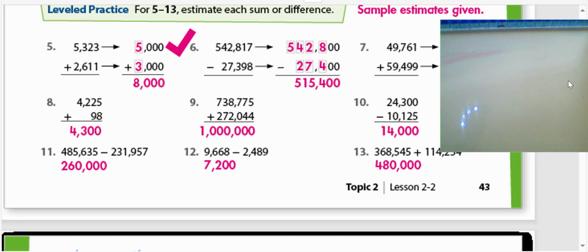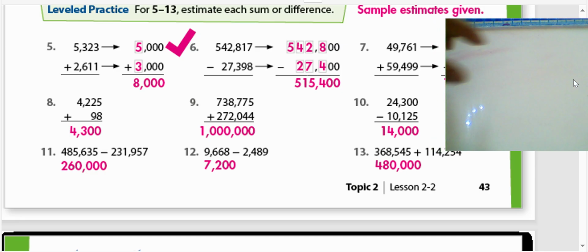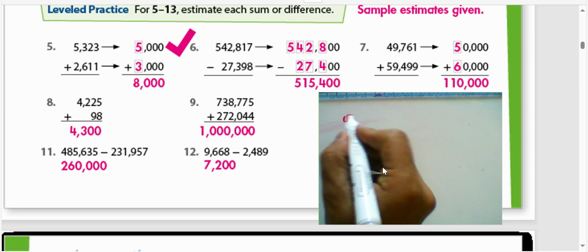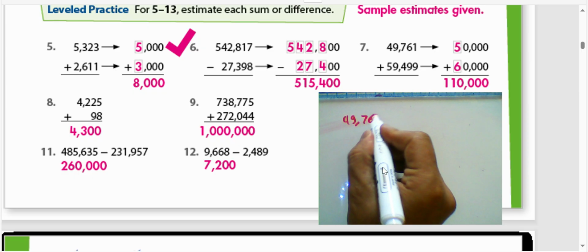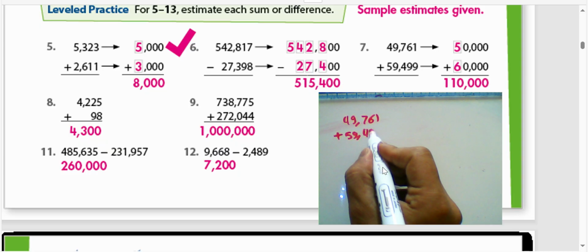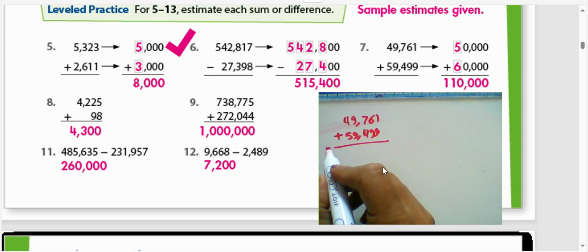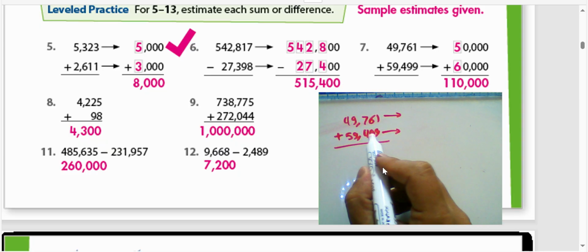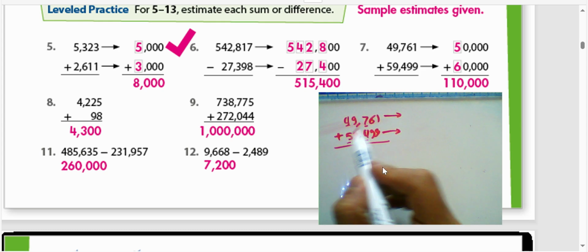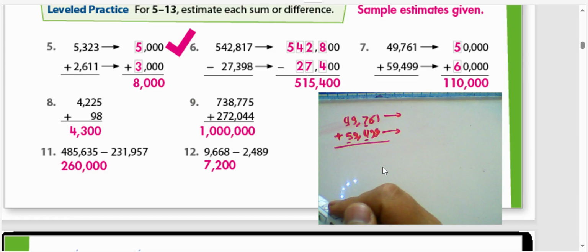I will explain the steps. Okay, understood. I will explain all the steps. Okay, like this, I write. We have 49,761 and 59,499. We can approximate to the nearest hundreds, the nearest thousands, or 10,000. In this example, he approximated to the nearest 10,000.